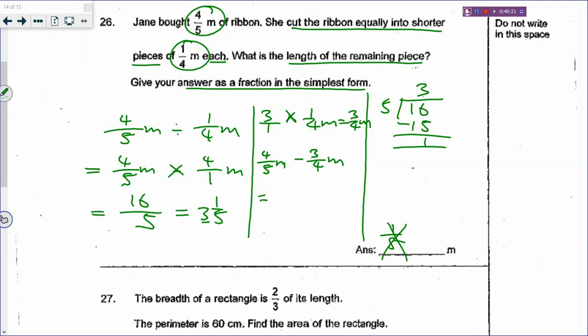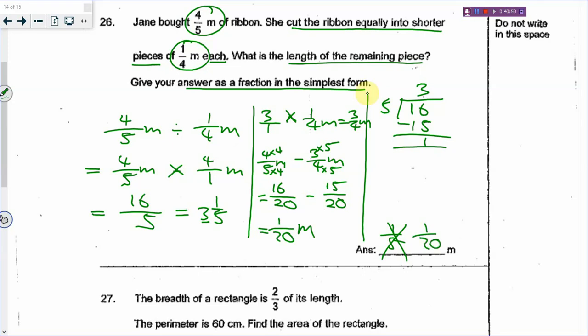Make the denominator the same. So 5 times 4 and 4 times 5. You have to make the denominator the same before you can add or subtract the fractions. If you times 4 on the bottom, then on top you also times 4. If you times 5, then on top also times 5. And you get 16 over 20 minus 15 over 20. The length of the remaining piece is 1 over 20 meter, and that's the answer.